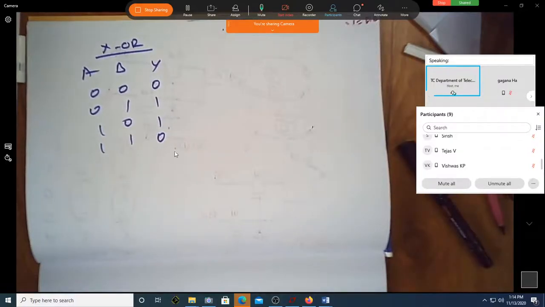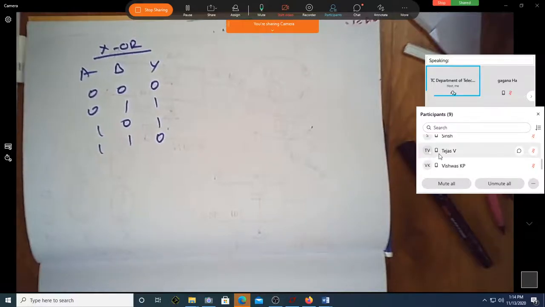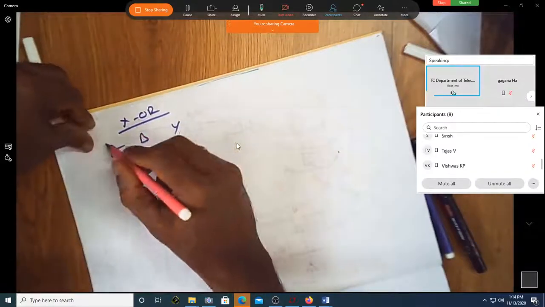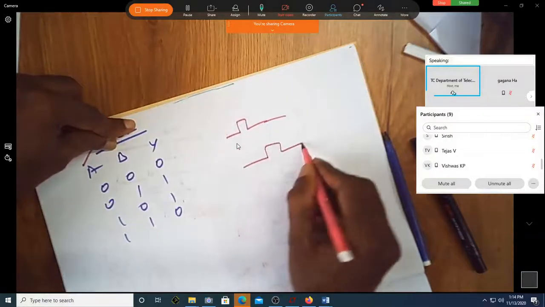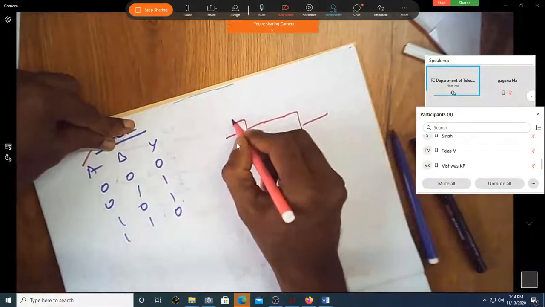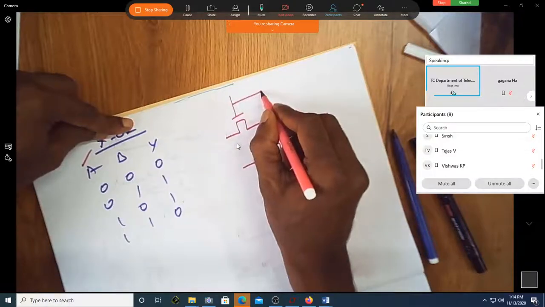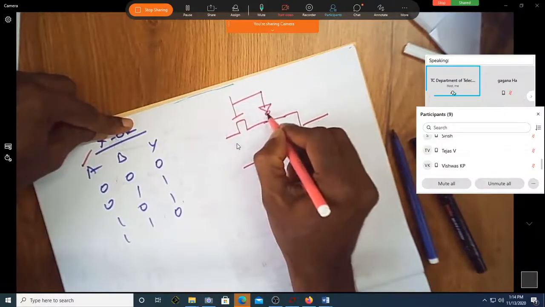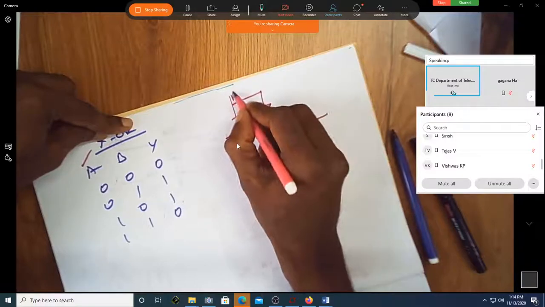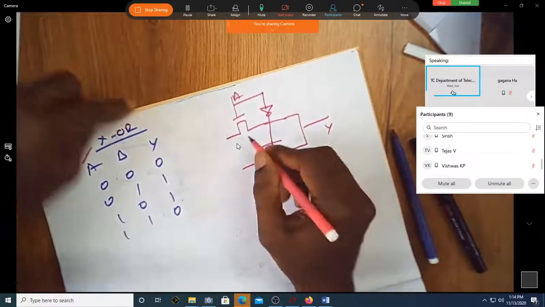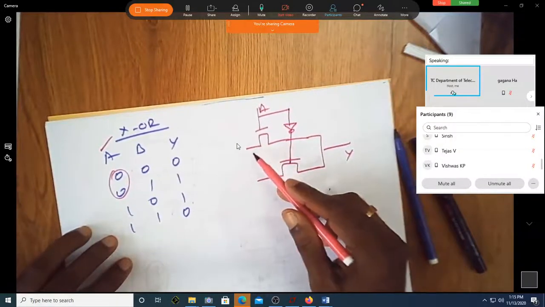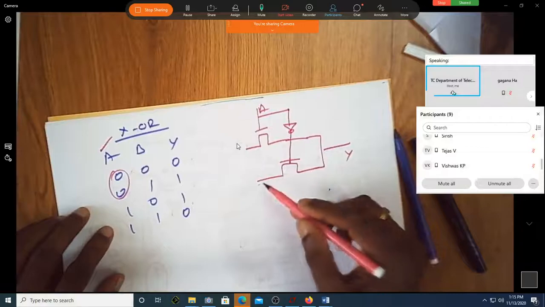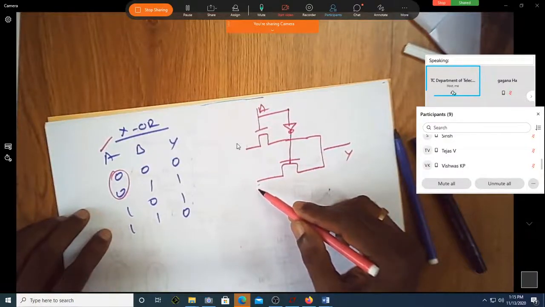Okay, if I ask you to take this as the input, of course, when you have two channels, one should be triggered by A, the other should be triggered by A naught. That is, you should have an inverter. This is A, this is Y. Tell me for this, what should be this?